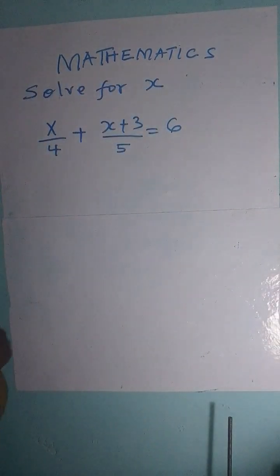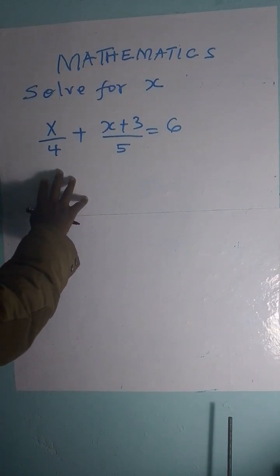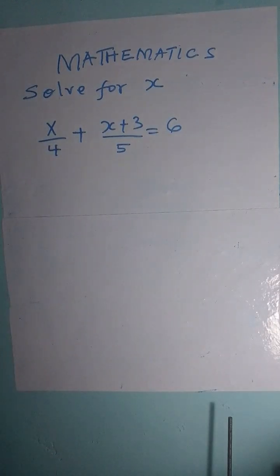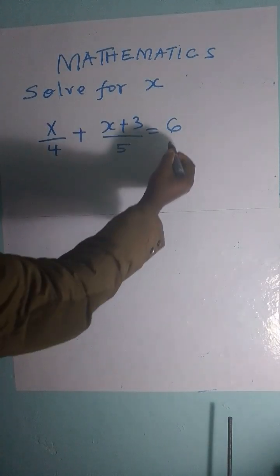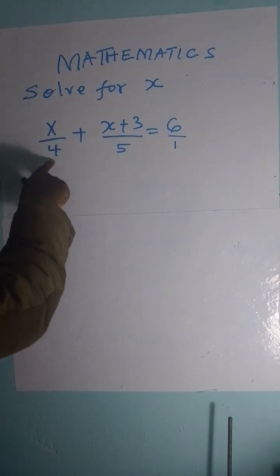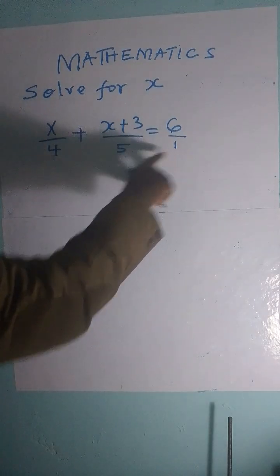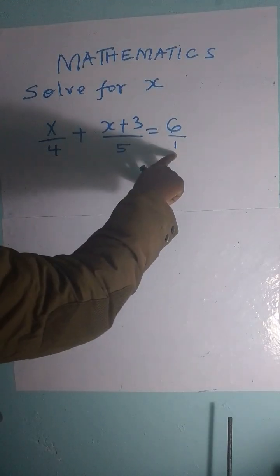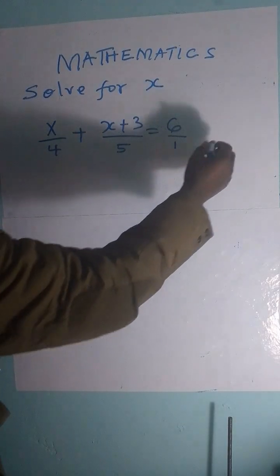Solve for x. In this equation, we are to find the value of x. This is an equation and not an expression. Therefore, you can decide to put 1 here under the x to make it uniform. Now, find the LCM of the denominators.